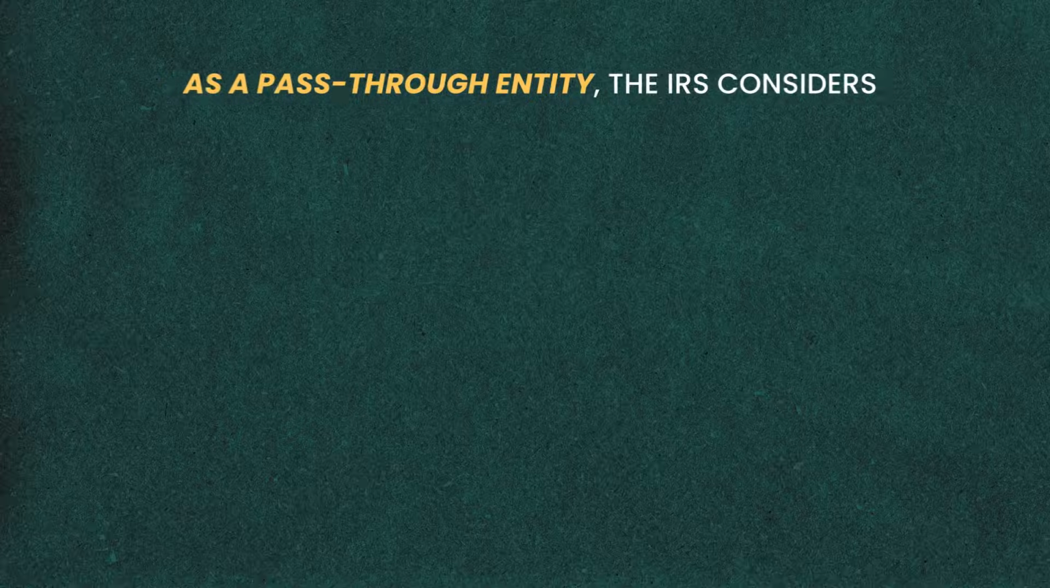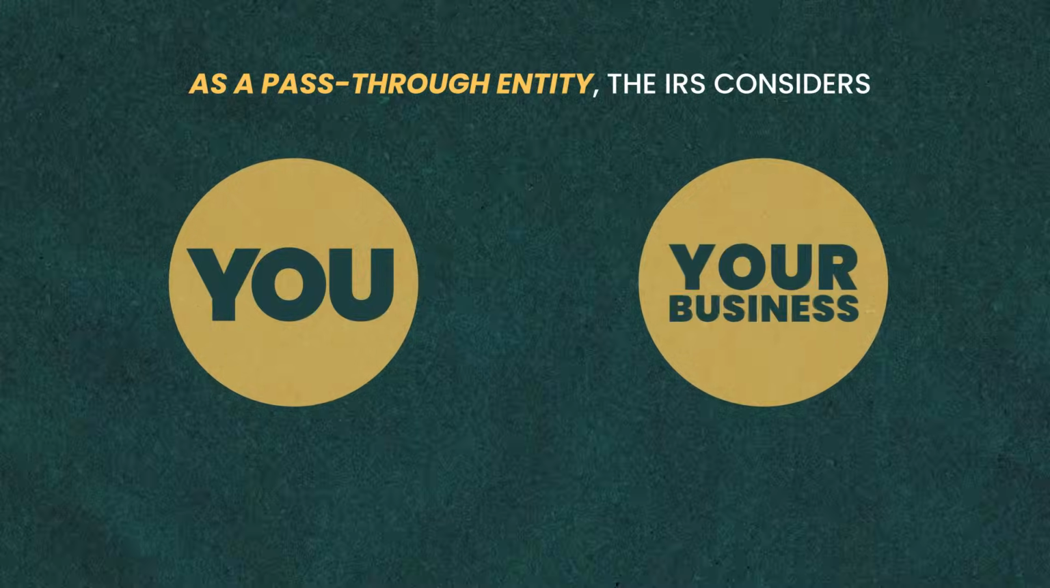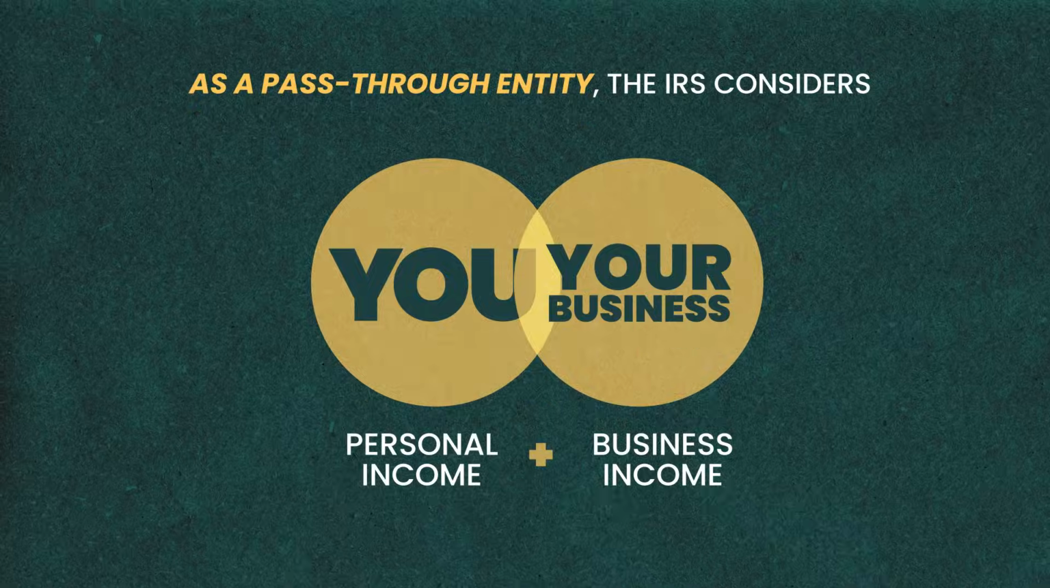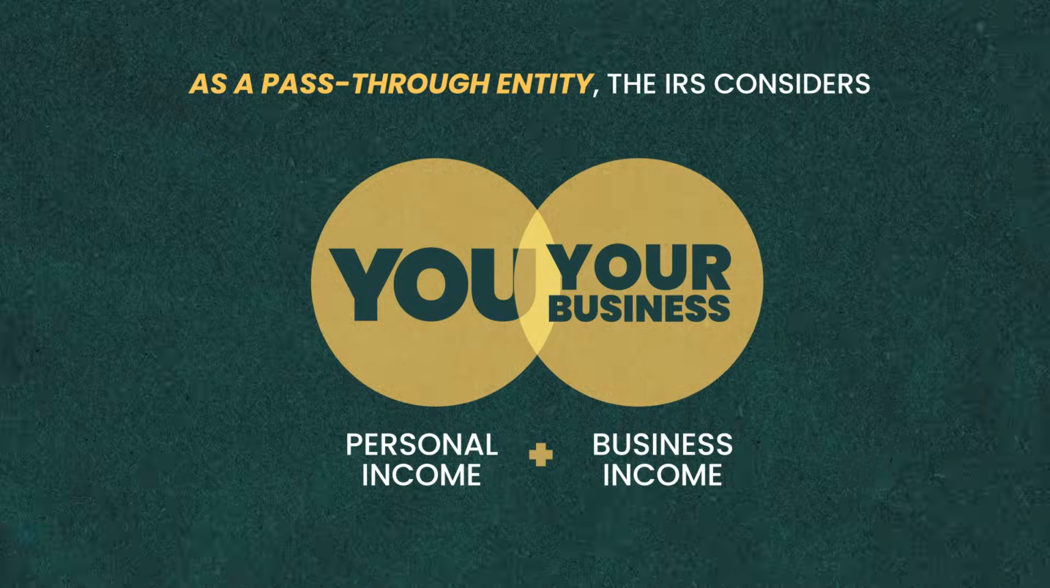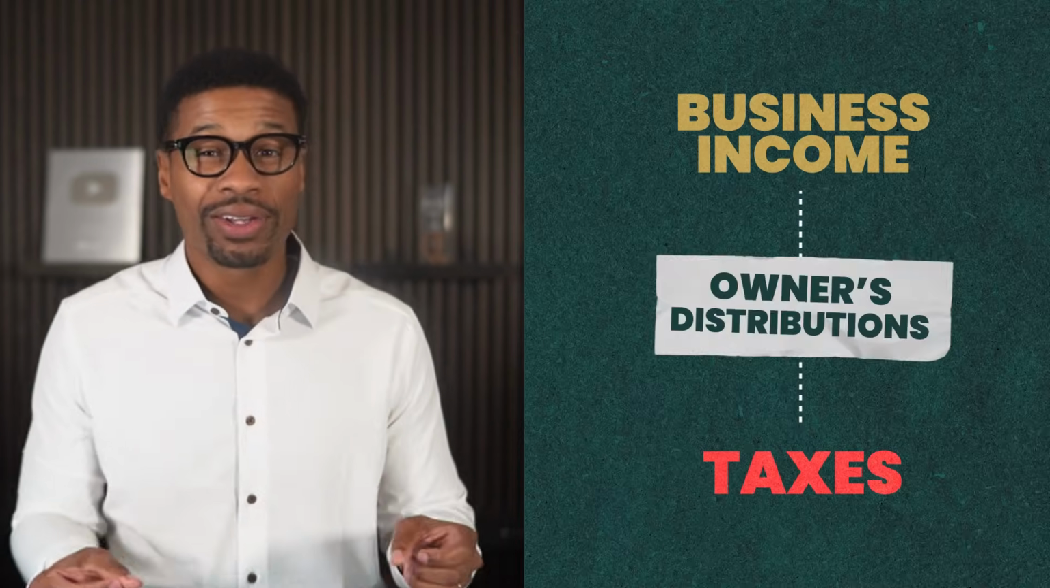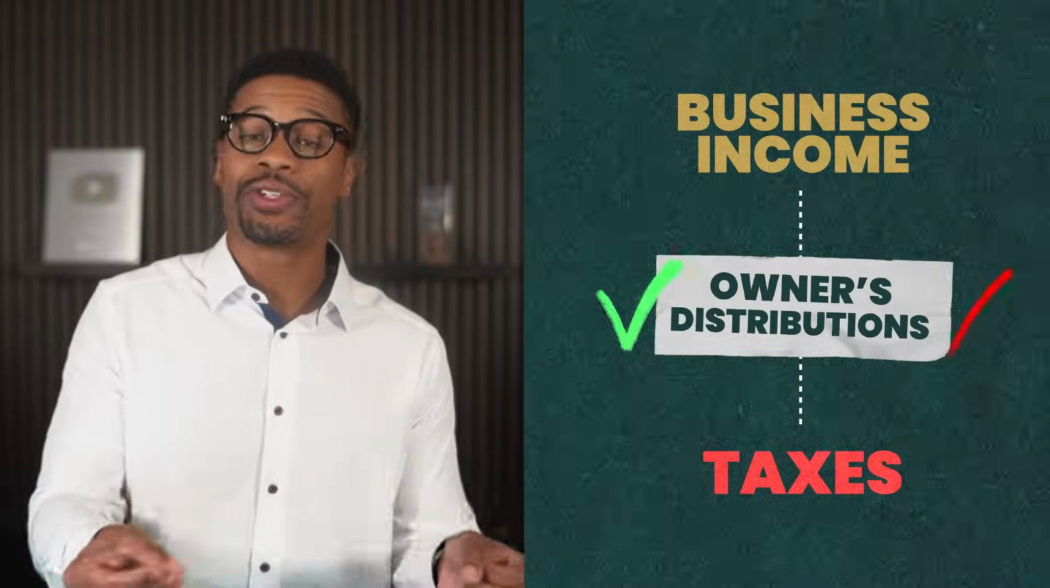Now, here's the thing. As a pass-through entity, the IRS considers you and your business one. The business income effectively adds to your personal income on your tax return, which is big because this means that you will be taxed on your business income regardless of if you took any owner's distributions or not. A lot of my clients get this confused. They think that they pay tax on the money they pay themselves out of the business, but that is not the case with some entities.